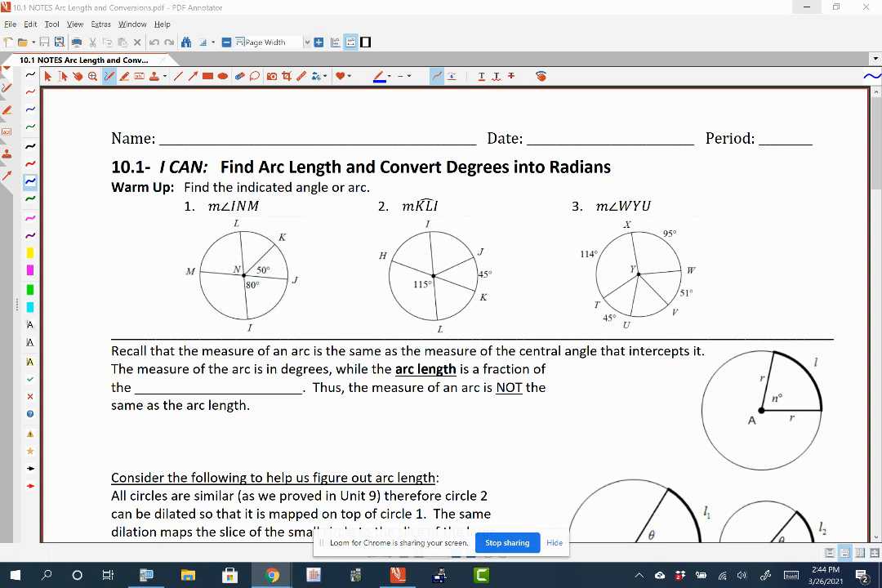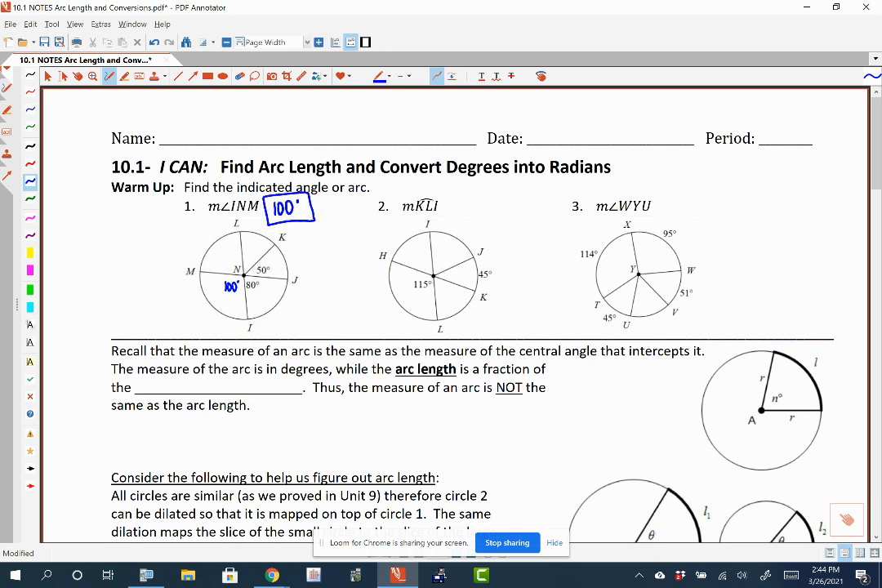Just to kind of review, we need to find the indicated angle or arc. So number one wants us to find angle INM. INM is a central angle. And as we look at this, we've probably got a diameter MJ going through the center there, which would mean that our angle INM would need to be 100 to make 180 with that diameter. So angle INM is 100 degrees.